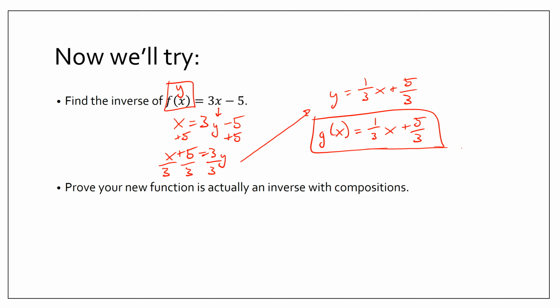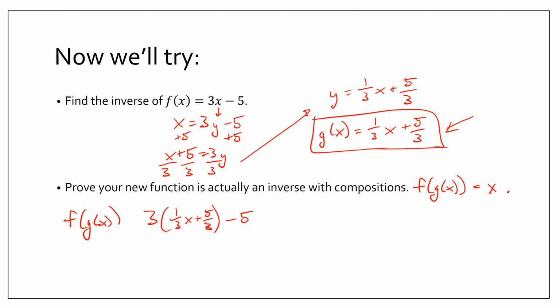Now, let's prove my function is actually an inverse with compositions. Remember, if I put g into f, I should get what as the result? If they're really inverses, I should get x. Let's see if that happens. I'm going to stick g into f. So here's my original f, 3x minus 5. But instead of the x, I'm going to put all of g. So here goes g, 1/3 x plus 5 over 3. Okay, sweet. So this is f of g of x. I put g of x into the f.